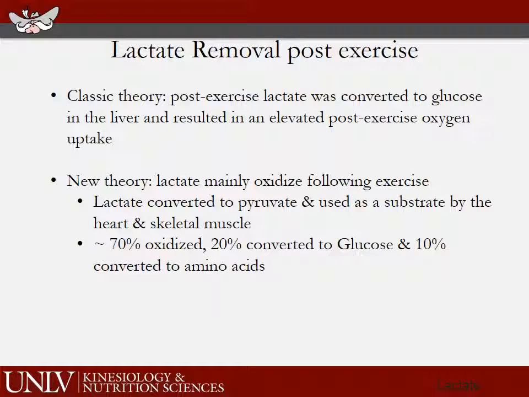But the old theory is that the increase in oxygen above resting is due to the need to remove the lactate and convert it to glucose in the liver. But the new theory is that the majority of lactate is oxidized, actively converted to pyruvate and used as a substrate in heart and skeletal muscle for energy production. Approximately 70% is oxidized, 20% is thought to still be converted to glucose, and then the additional 10% is amino acids. So it's not nearly as costly as once thought.